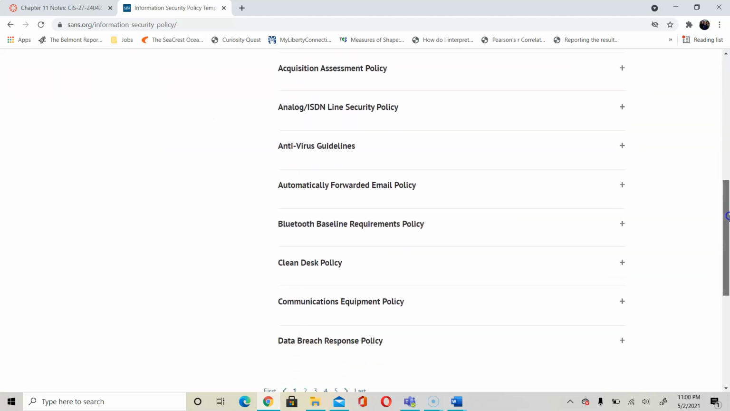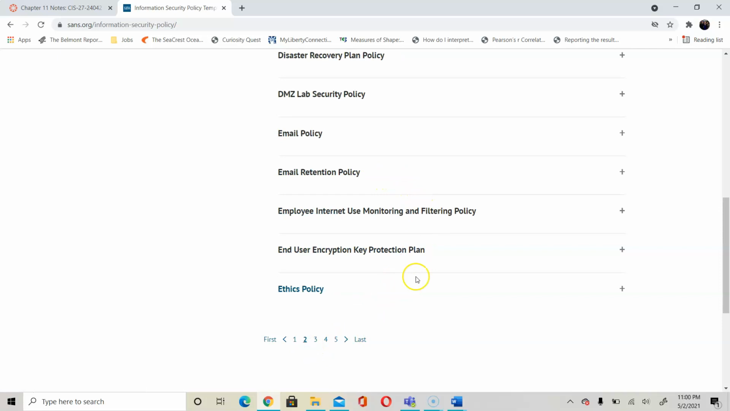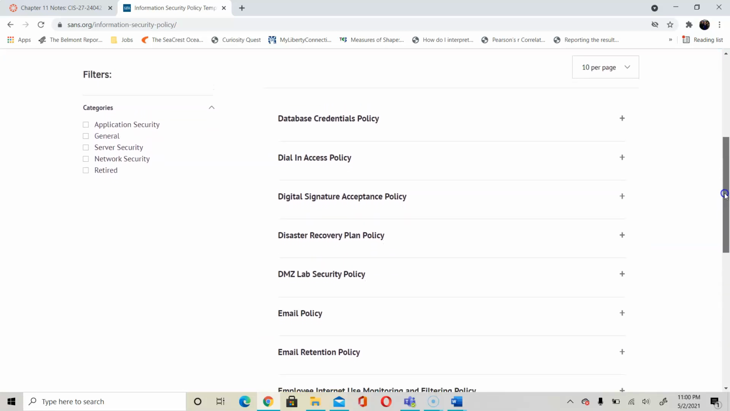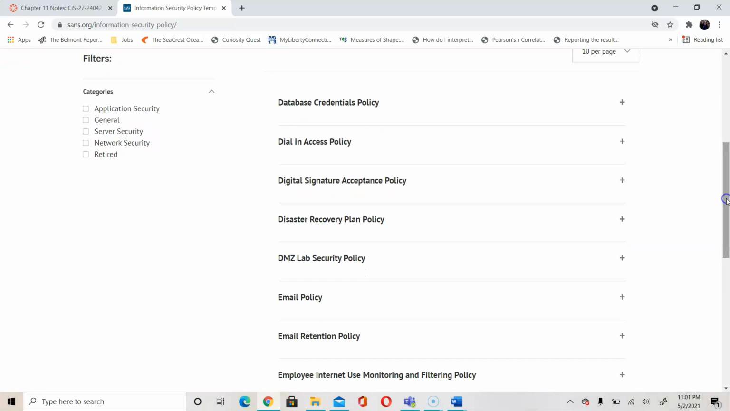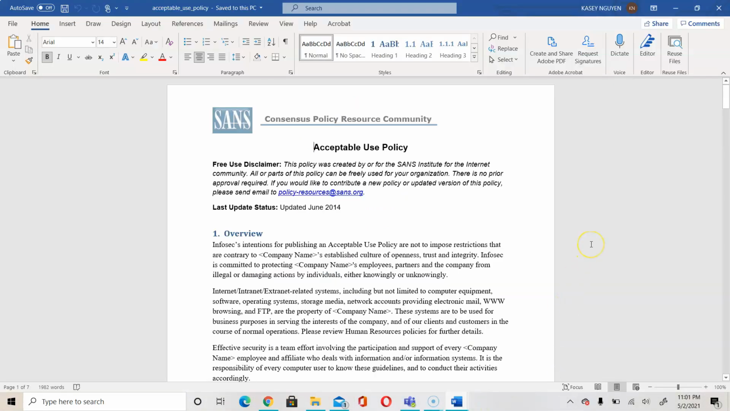You will also find additional policies like Bluetooth baseline requirements, data breach response, email policy, encryption policy, and so on. So here are some templates that you can use. Once you download the template, it would look something like this. This is a template for the acceptable use policy.